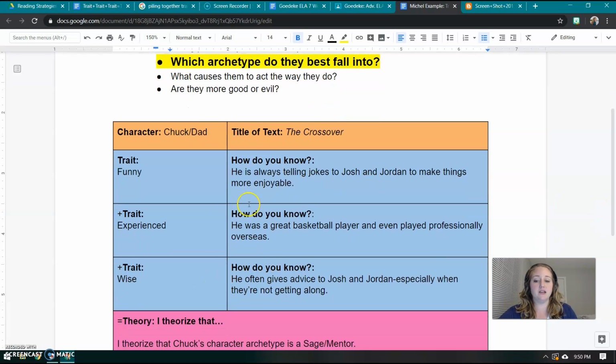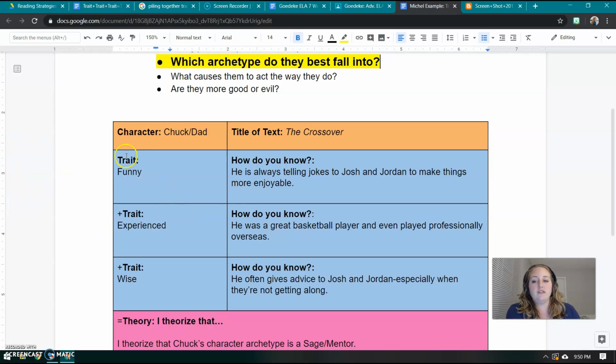And then finally, the last trait is wise. I know this because the dad basically is giving advice to Josh and Jordan, especially when they're not getting along or when things aren't going well in Filthy's life in particular. Sometimes it comes when Dad is being funny, through a rhyme or his little words of wisdom or basketball rules that he makes up. But other times he's being really serious. Either way, I think he's wise a lot of the time.